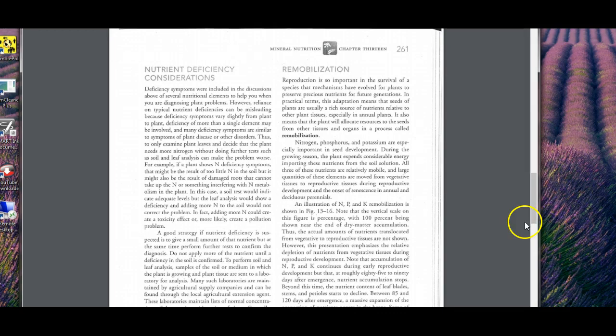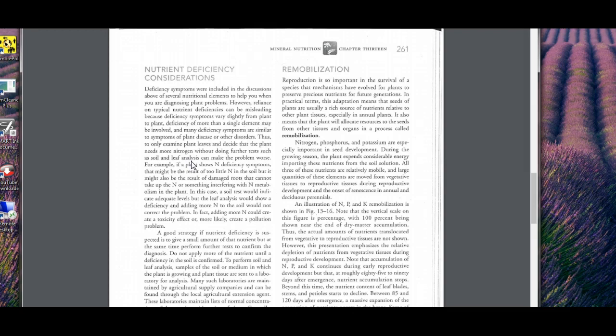Okay, let's just finish talking about nutrient deficiencies. In each one of these elements, we looked at deficiency symptoms. But the problem is that if we rely on typical nutrient deficiencies, they can vary from plant to plant and be very similar to other diseases and other disorders. So you can't just examine the plant and leaves and decide that it needs more nitrogen without doing more tests. That's where we come in with a soil test, and what we're going to talk about when I get back a week from today is leaf analysis, or leaf tissue analysis.